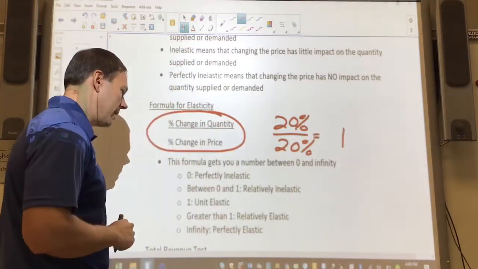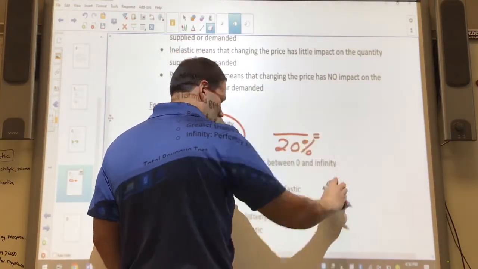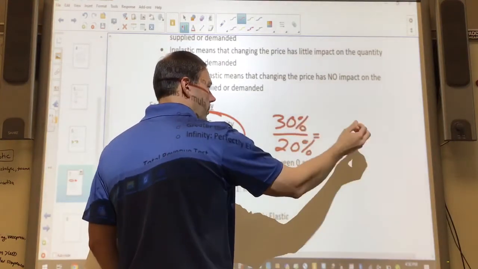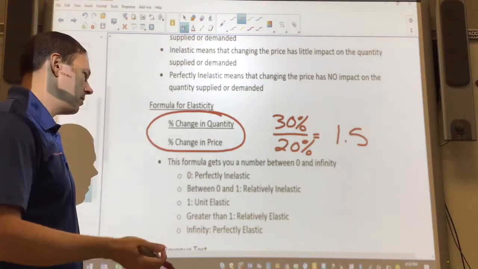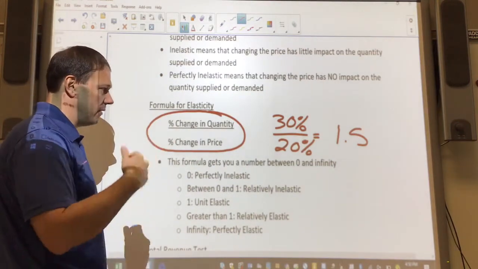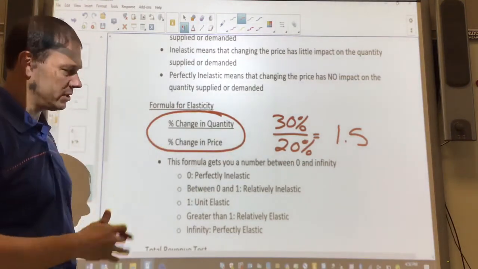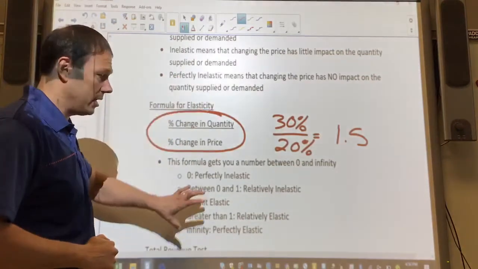Exactly 1 is unit elastic. Anything greater than 1, I get a 20% change in price and 30% fewer people buy it, or more people. That's a 1.5. Coefficient of demand elasticity greater than 1, relatively elastic. And if you get an infinity, which is a horizontal line, that's perfectly elastic. Again, that's kind of a weird one until you get to perfect competition. But that's how you do the math on that.